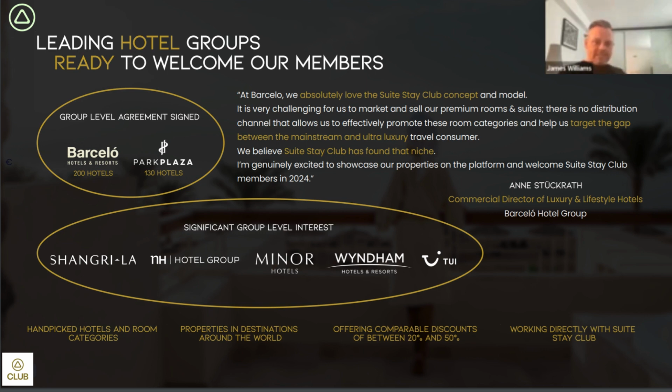You can probably see some of it on here, I hope, that we've got a real spread of what I would say is leisure plus city properties, a real global spread in terms of interest. And a lot of these partners have actually signed group level agreements. You've got Barcelo in there. You've got Park Plaza in there. That have really helped us in terms of honing the proposition, plus also contributing towards that opportunity to raise investment.